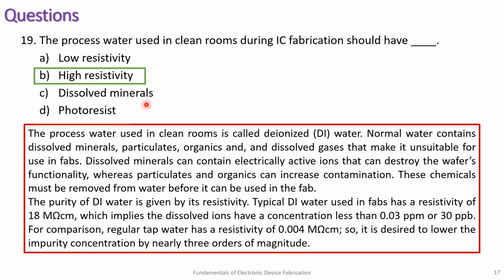Process room, this process water is also called DI water. Normal water contains dissolved minerals, particulates, organics, gases, etc. But the purity of DI water used in fabrication applications is measured by resistivity, in megaohm centimeter. The dissolved ions will be less than 0.03 parts per million, or 30 parts per billion. Regular tap water has a resistivity of 0.004. If you compare the values, you will know the difference.